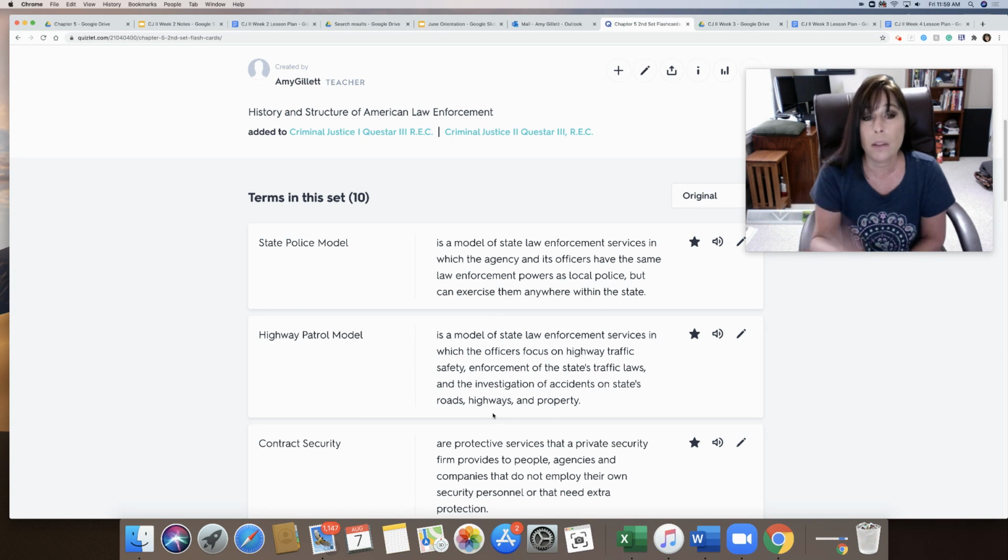So California Highway Patrol. I don't know all the states and which ones they have, but that's one example. California has a highway patrol model, not a state police model. And I'm sure when you get to the pages in your reading that has these two words, they'll go into a little more depth and detail.